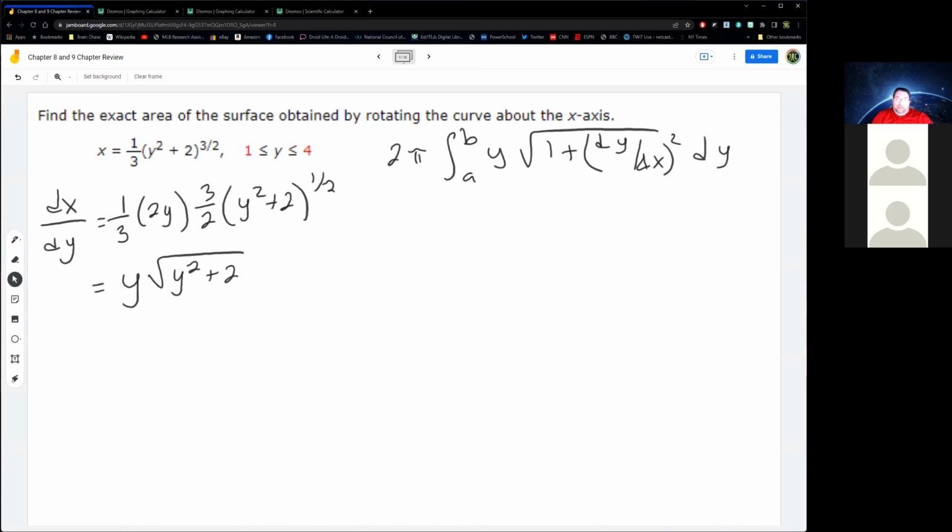Wait, sorry, I'm confused as to how you work that derivative out. So it's the derivative of the y squared plus 2, which is 2y. The chain rule again. Right. And then it was the derivative of just u to the 3/2, which is 3/2 u to the 1/2. And that u was y squared plus 2. That's the chain rule.